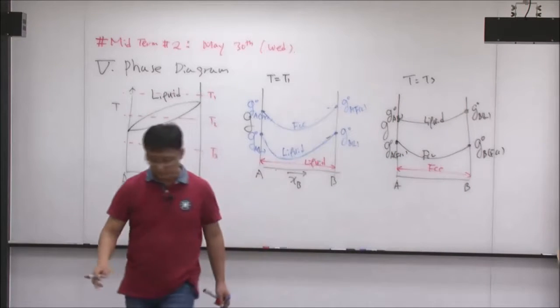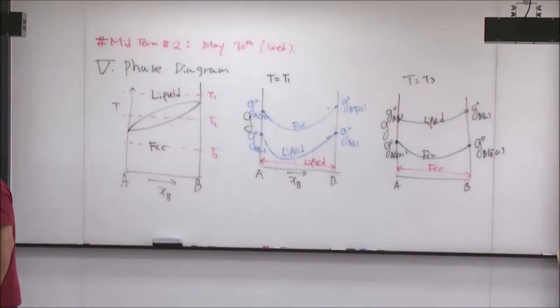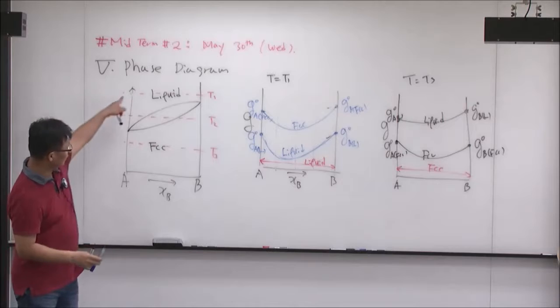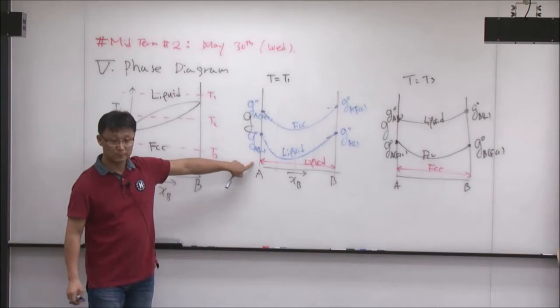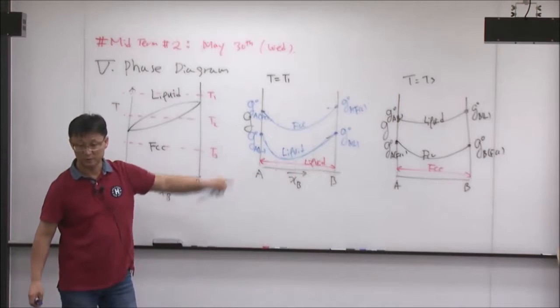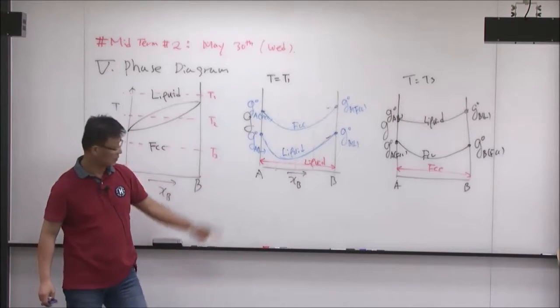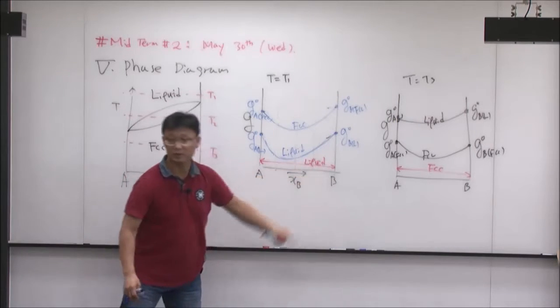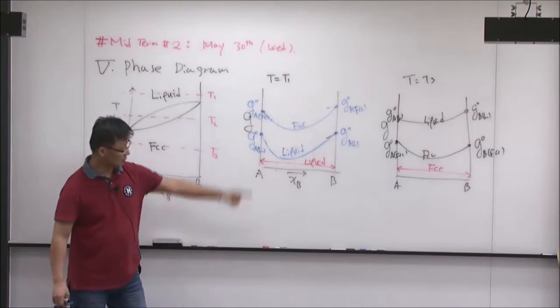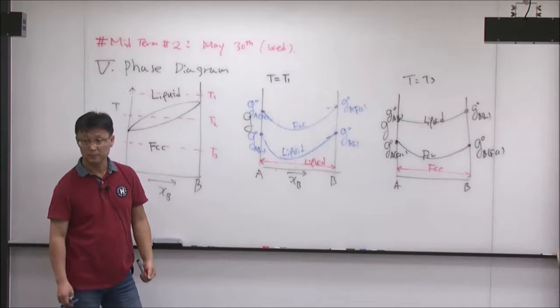FCC phase. So when I ask you in the midterm or final exam to draw the Gibbs energy diagram at the T1 temperature, you have to draw it in this way. And then you have to even mark what phase is stable in each composition range. In this case, from here to here, liquid is stable. That's the marking, okay? And the other one, FCC is stable, okay?